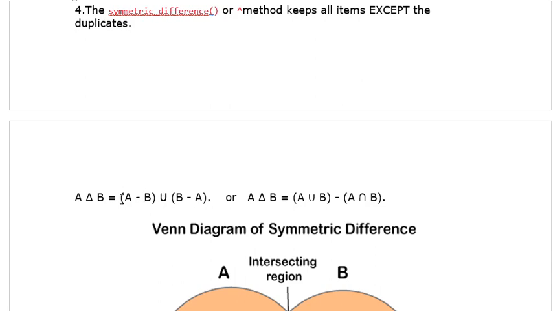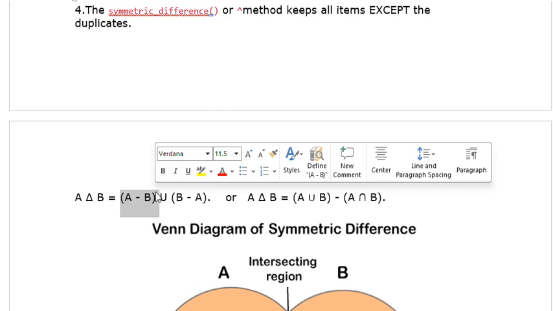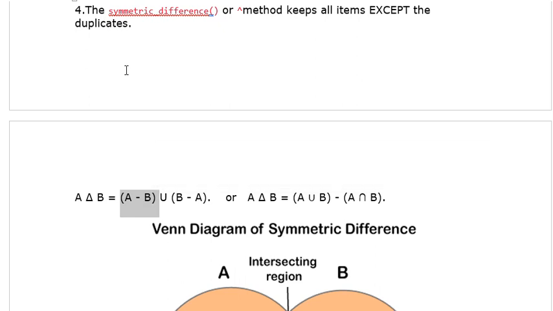You know what A minus B is? A minus B means the non-common elements from A, and B minus A means the non-common elements from B. So the combination of both, or we can use A union B minus A intersection B, means the combination of both A and B sets minus only the common items from A and B. We have to take the difference between the two. We can use either this formula or this formula to find the symmetric difference.